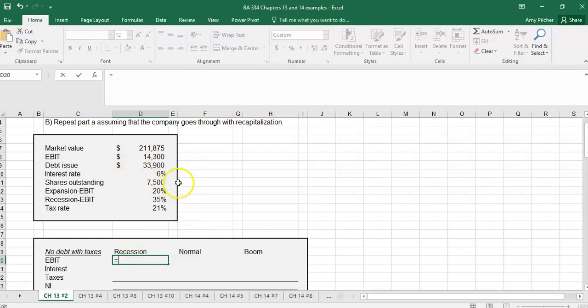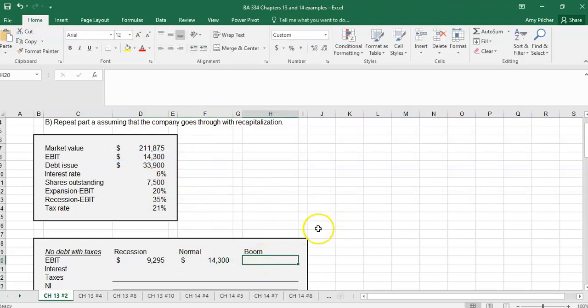So in our normal economy, we expect our earnings before interest and taxes to be $14,300. We expect that to drop 35% in a recession. So we take our amount times 1 minus the 35%. In our normal, we expect the 14,300. And in a boom economy, we expect a growth of 20%. So we're going to take our 14,300 times 1 plus 20%.